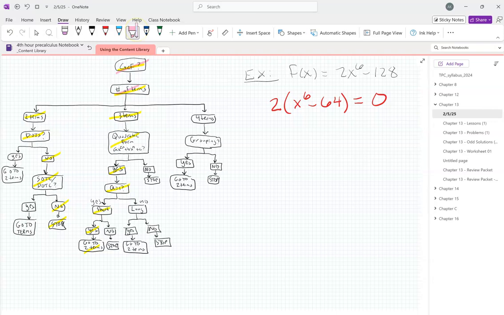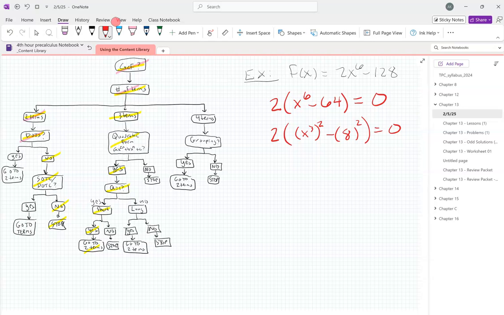Okay, if I look at the number of terms, how many terms do I have here? 2, right? I have the x to the 6th and the 64. Everybody agree? Okay. Is that a difference of 2 squares? Oh, you guys, yes it is. Look, x to the 6th, you're saying is not, because it's not something squared, right? But isn't x to the 6th x cubed squared?